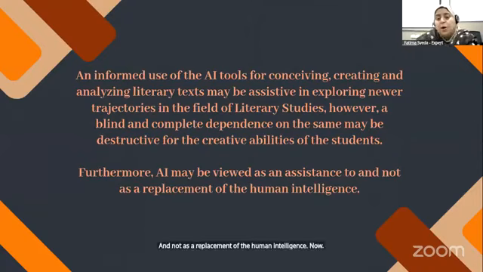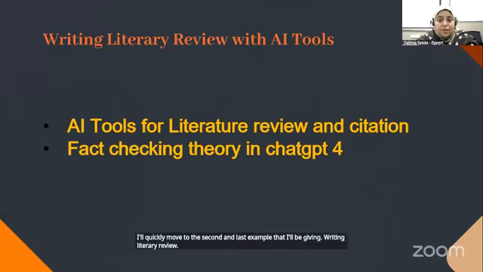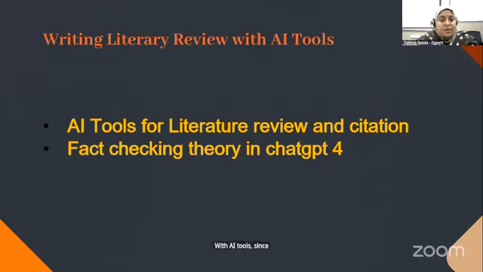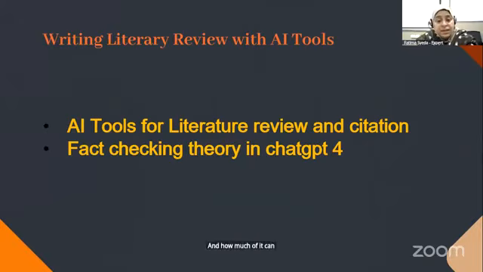Now, this was about creative writing. I'll quickly move to the second and last example that I'll be giving, writing literary reviews with AI tools, since this workshop was about research. So how is research writing in humanities different, and how much of it can be facilitated with AI tools?